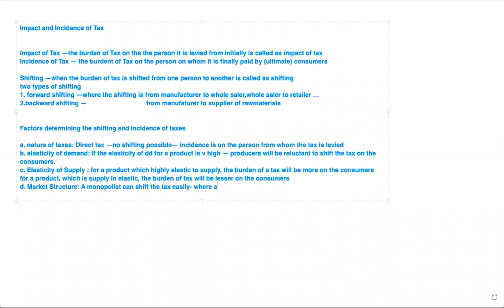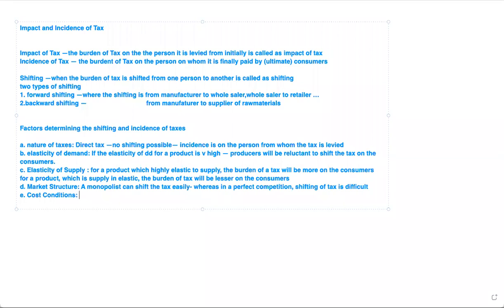Whereas in a perfect competition, shifting of tax is difficult. ठीक है? E. Cost conditions. Class, are you following? Yes, ma'am. Any doubts so far? No, ma'am.